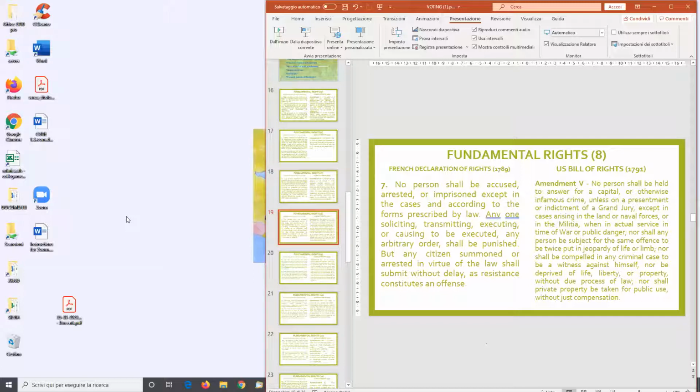In any movie or any TV series which has to do with the law, we always find the Fifth Amendment. Why? The Fifth Amendment has, first of all, the principle of so-called double jeopardy. Ne bis in idem.